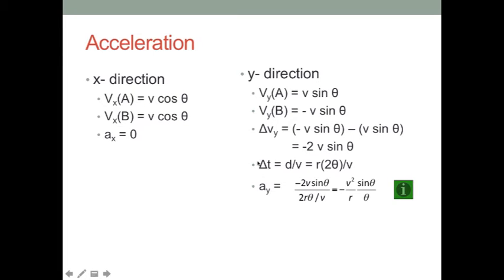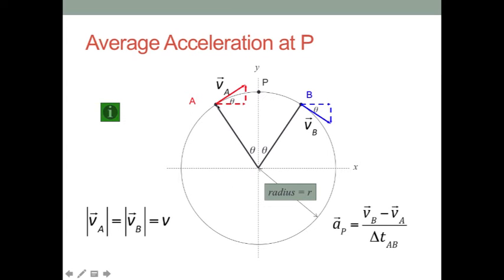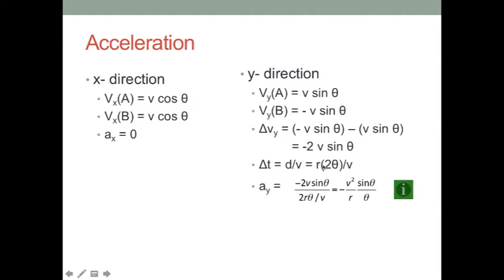Now we have to figure out what the time is. Well, it's the time for it to go from A to B, and it's moving at a constant rate. So it is this distance, this arc length right here, divided by the speed v. The arc length right here will just be r times this angle, and this angle is just 2 theta. So the time is the distance, r times 2 theta, divided by the speed v. I'm going to take this and divide it into that. So we have minus 2v sine theta, divided by 2r theta over v.